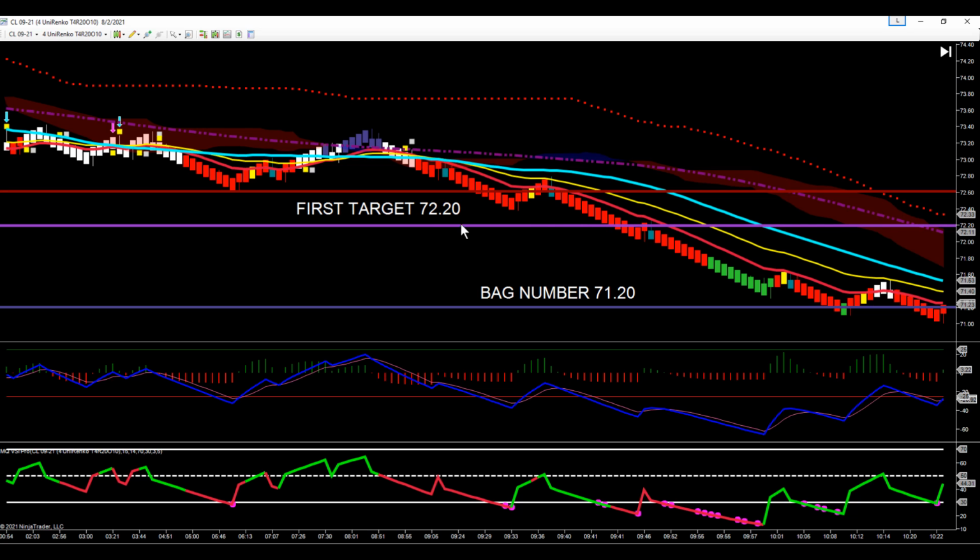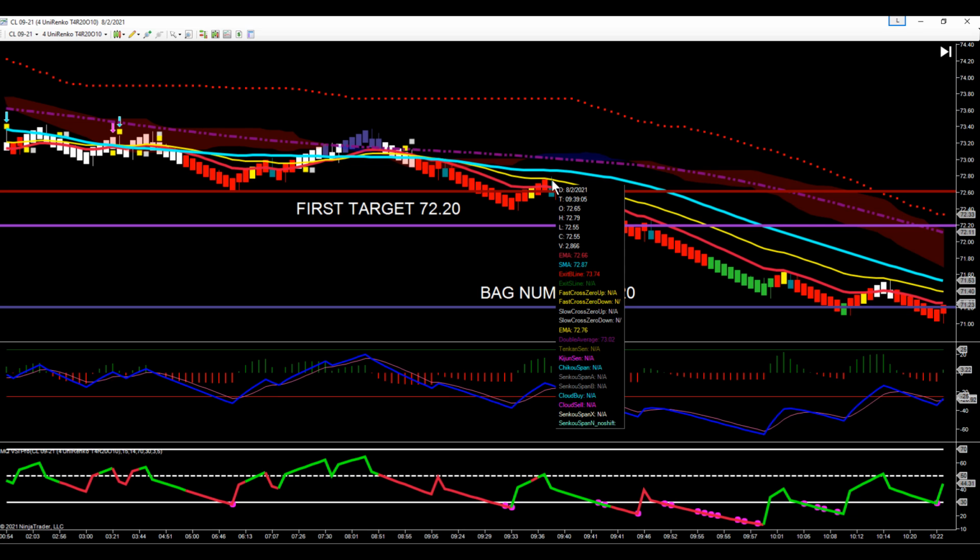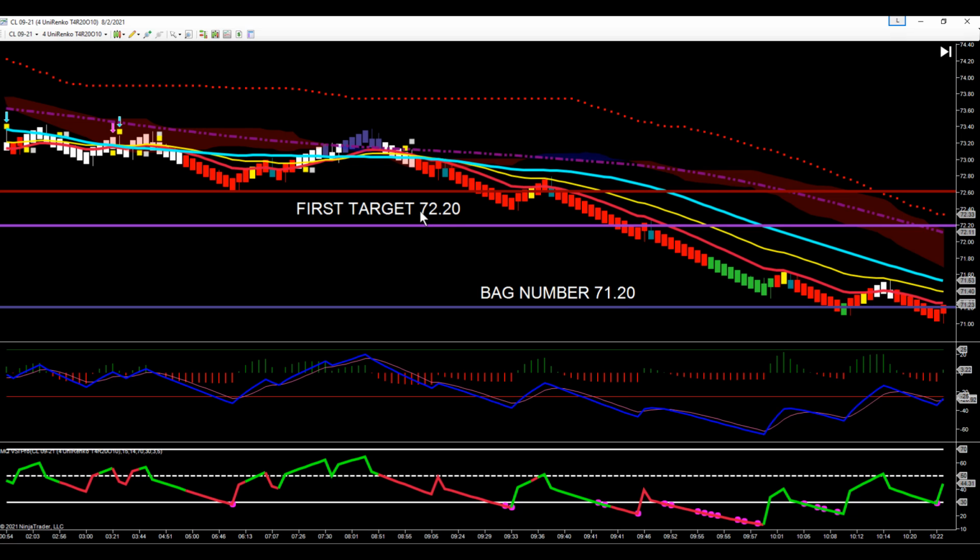Our initial target was 72.20. The initial support break was below 72.68, and then our re-entry, which was good for $200 per contract on that initial break, and then our next entry was actually 72.54. Traded that down into 72.20, which was our first target, and then our bag number was down here at 71.20. Pulled back down. One bar pullback's not enough to stop me out.